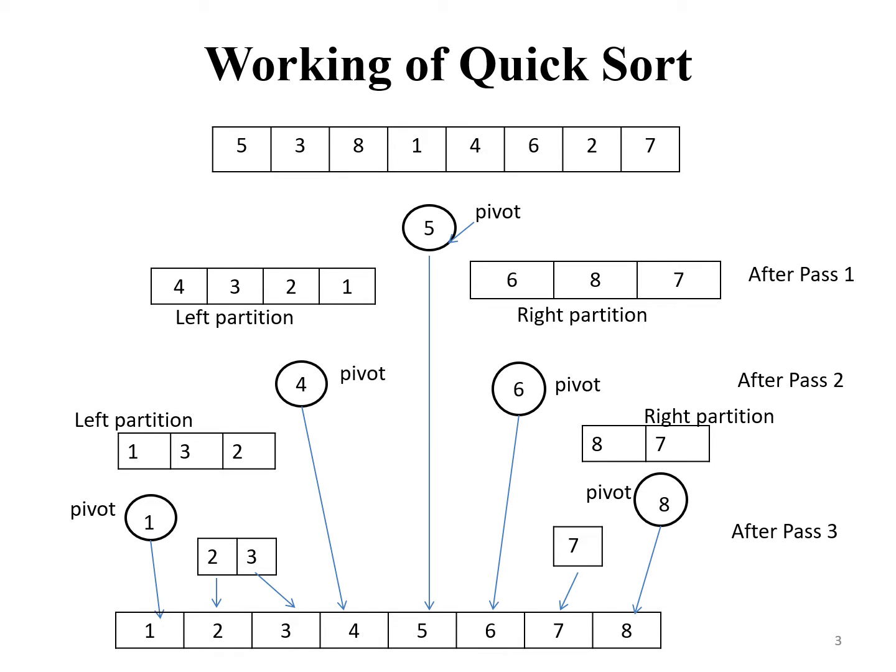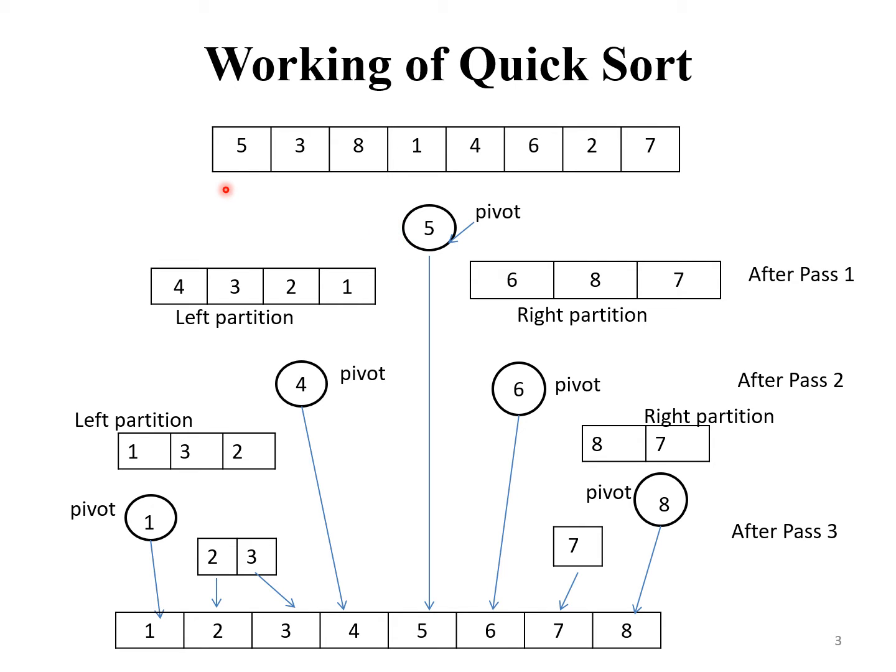Working of quicksort. Here we discuss the basic idea of quicksort. This is an example of quicksort. So here we first select the pivot element. We can choose either the first element, the last element, the median element, or any element as the pivot element. So there are various techniques to choose the pivot element. But here I am choosing the first element as the pivot element. So here 5 is the pivot element.